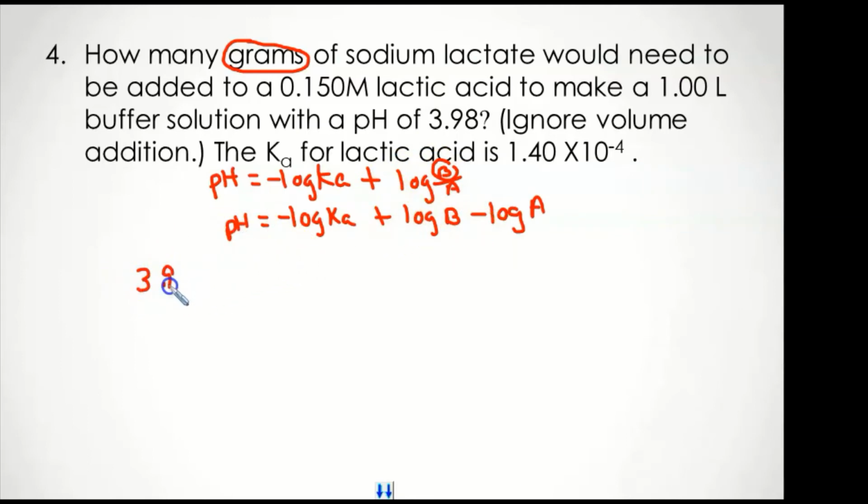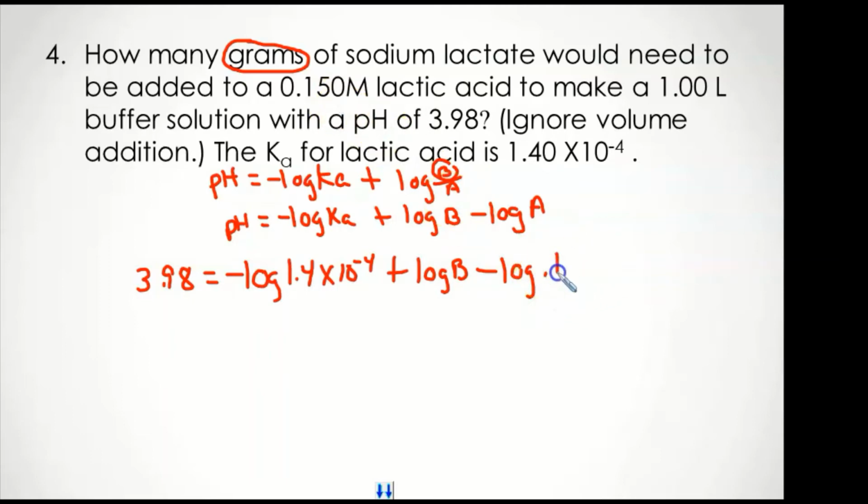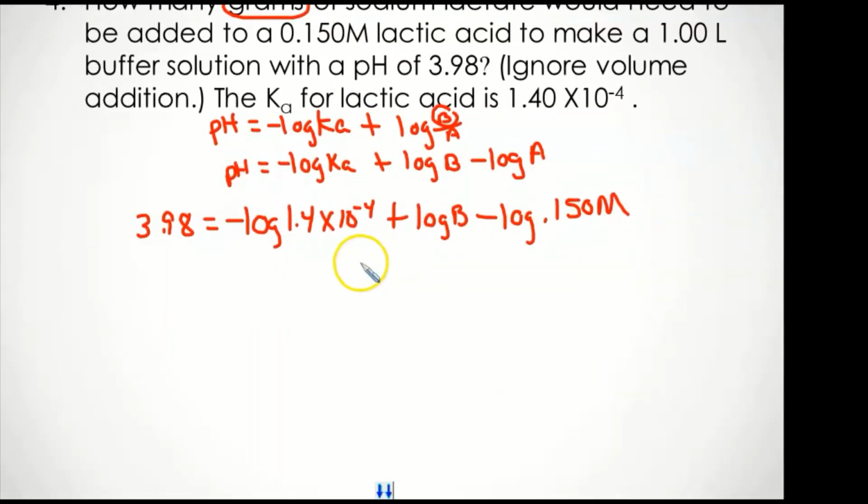We're going to start with what we know. We know 3.98 equals negative log, and our Ka is 1.4 times 10 to the negative 4, plus log of our base, I don't know that, minus log of our acid. I do know that, and it's 0.15 molar. Okay, so I'm trying to get this by itself. So I need to send that guy and that guy over this way.